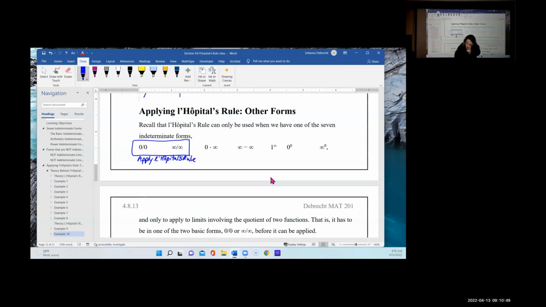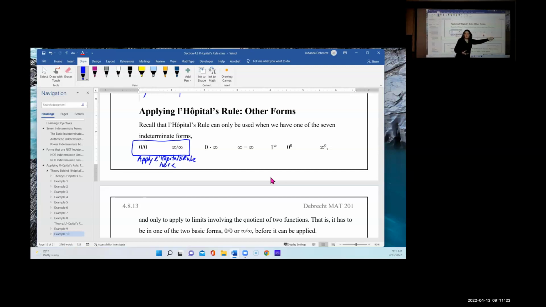Now, what do you do for the others? For the others, you have to convert into this 0 divided by 0 or infinity divided by infinity form. We're going to see that converting 0 times infinity is actually quite simple. The infinity minus infinity is quite a bit more complicated, generally speaking, because you have to get a fraction, and there's not always a fraction. So you have to either create one or use the form of the functions in order to find one.